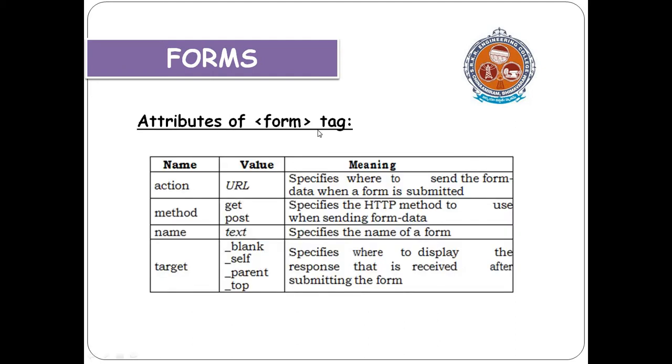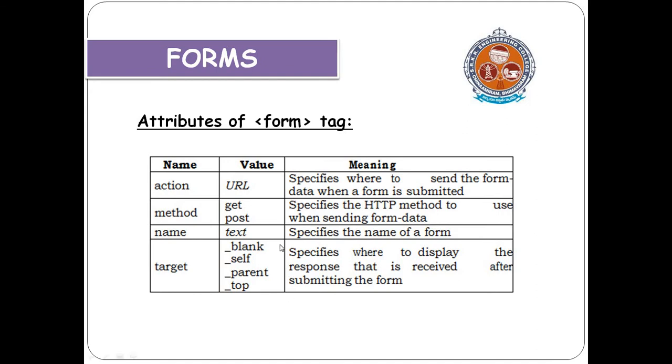Now, some of the attributes of the form tag. You have to use some attributes: action, method, name, and target. These are all the attributes of forms. Action specifies where to send the form data when the form is submitted. That means if you click on a button, the form will be submitted. After inserting the data on the GATE application, you click on the submit button, then the data will be sent to the server. That is nothing but the action.